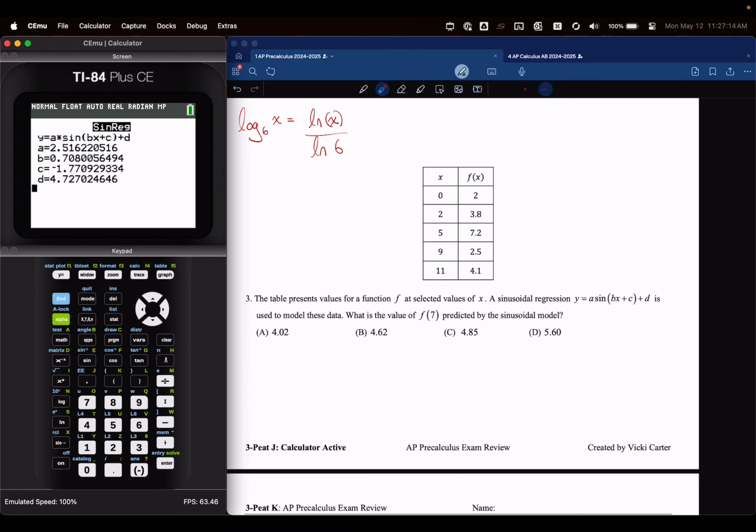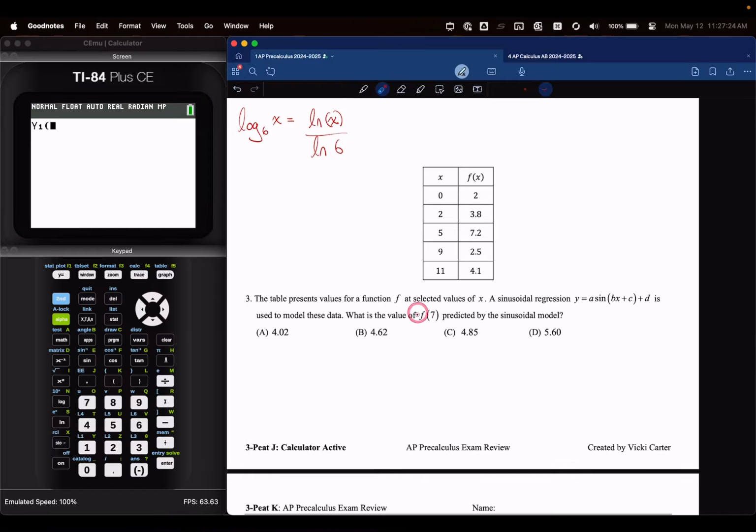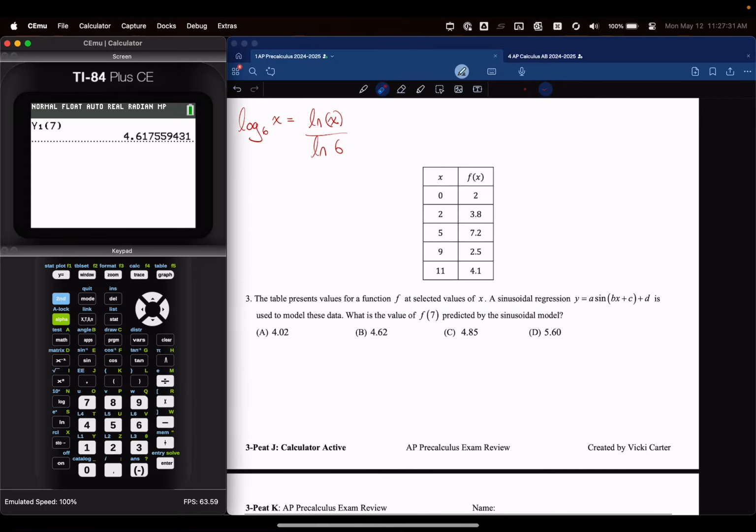regression. There it is. And now if I come here to my y equals, it sees, okay, there is my equation stored out of here. So I'm going to now use that. I'm going to say alpha trace y1 of 7 in this case, because it's asking for 7. So I'm going to come over to the calculator, type in a 7, and hit enter. And there it is, 4.62-ish rounded. That's going to be option B.